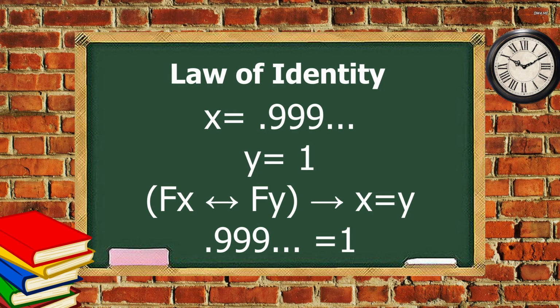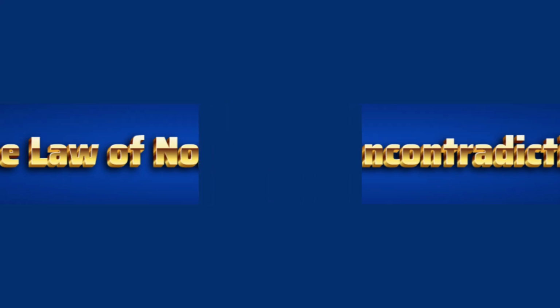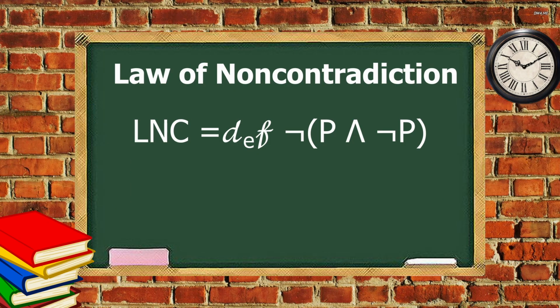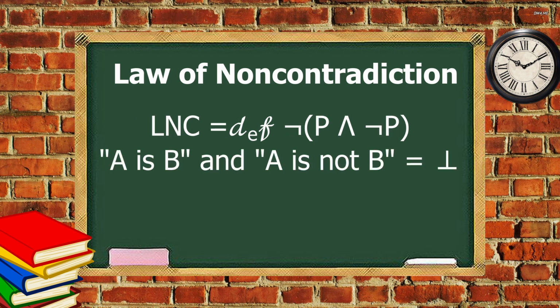The law of non-contradiction holds that a proposition cannot be both true and false at the same time. Propositionally, the law of non-contradiction can be defined tautologically as, not (P and not P) is always true. Meaning, given any proposition, that proposition cannot be both true and false at the same time, or given any two propositions, such as A is B, or A is not B, the two propositions are mutually exclusive, as A cannot both be B and not B at the same time.